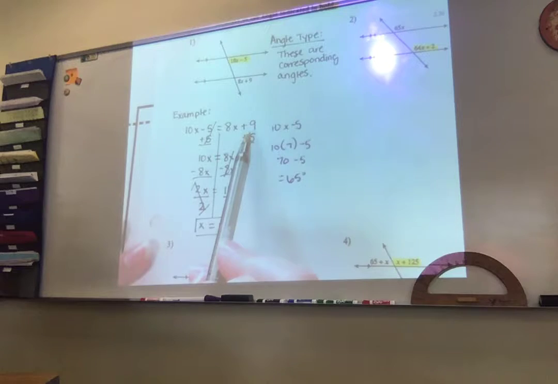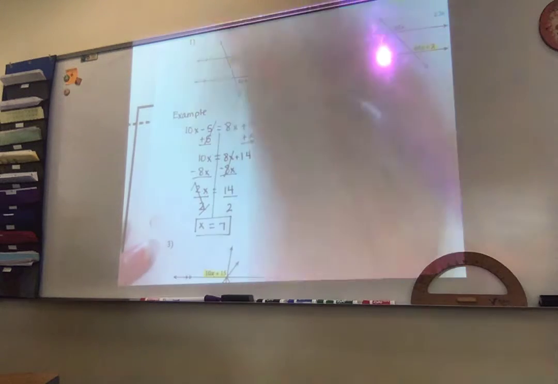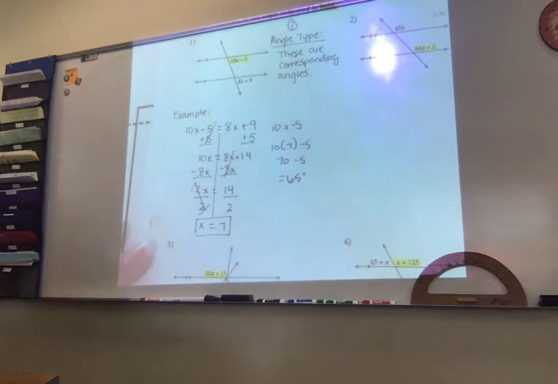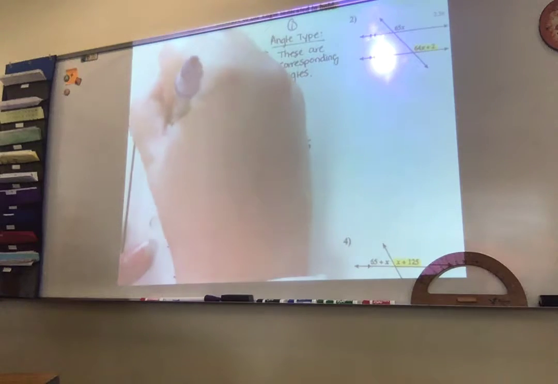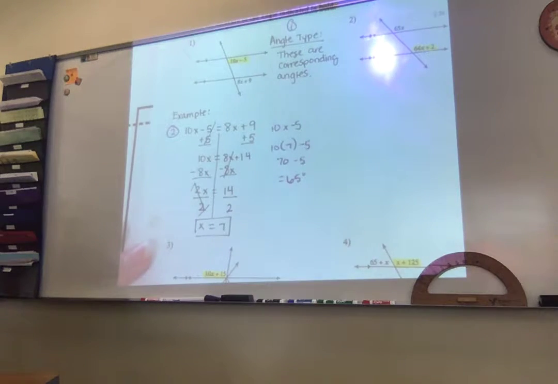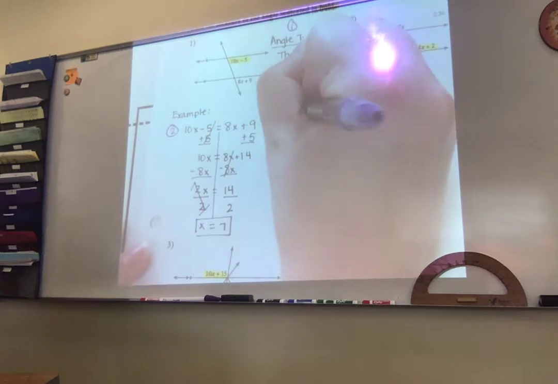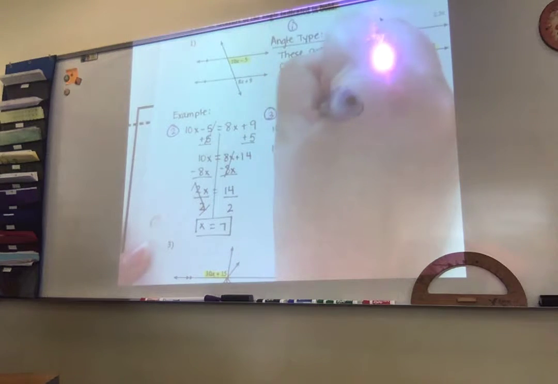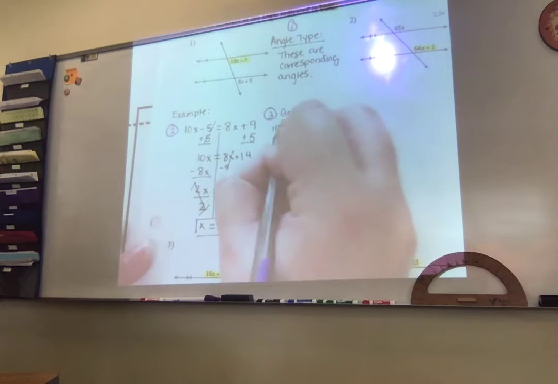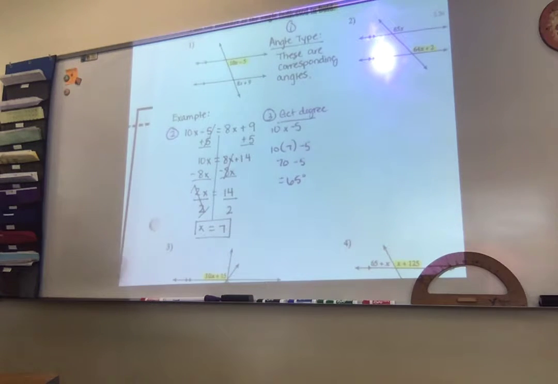This is the next step. So the first step is to identify the angle type. The second step is to create your equation. And the third step is to get the degree measure. You have to do these for all of them. So we're going to do several together right now, and then I'll give you some time to practice by yourself. Do number 3.